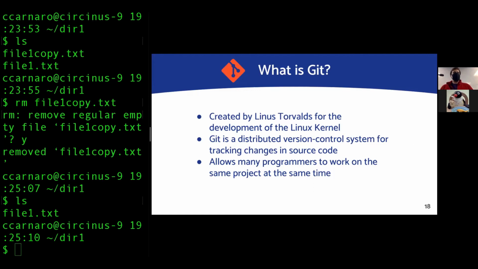Back to Git though, Git is a distributed version control system for tracking changes in the source code, and it allows many programmers to work on the same project at the same time. This is why pretty much every company uses it. One, they can track the versions of the code to make sure that they're not messing things up as they go along, and it allows lots of people to work on it at the same time. Today, we're mainly just going to be showing how to use it. We won't show too much of the collaboration aspect of it, but we will go deeper into it at the end of the presentation.